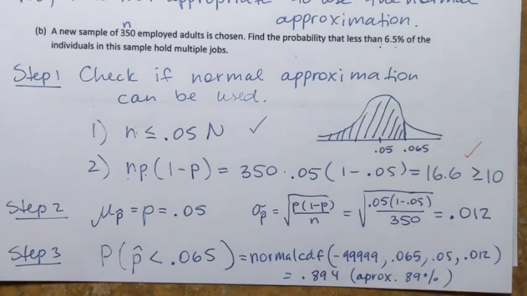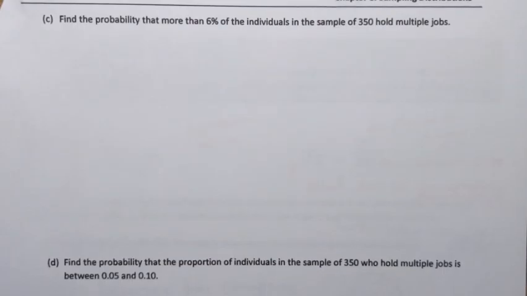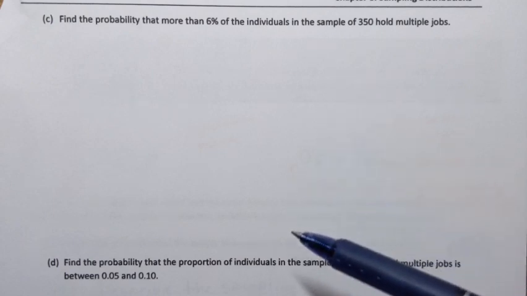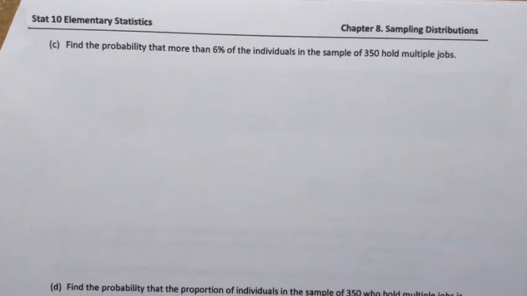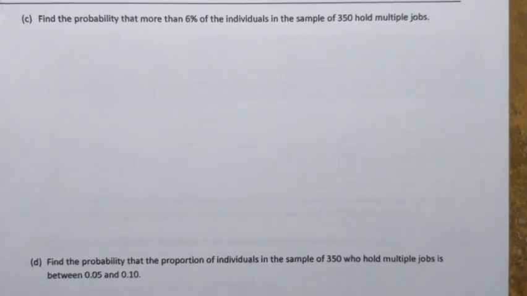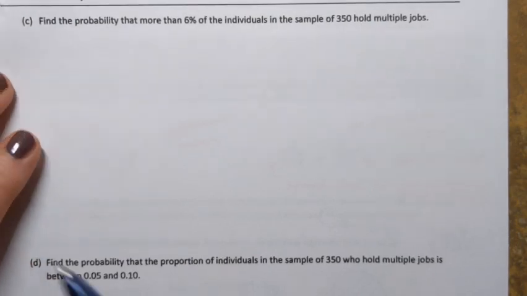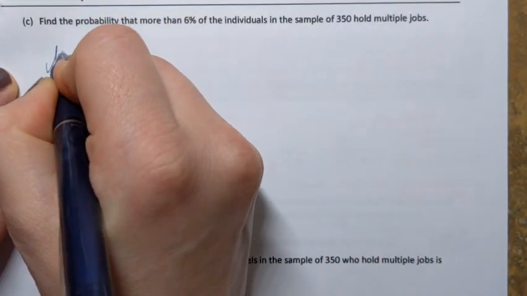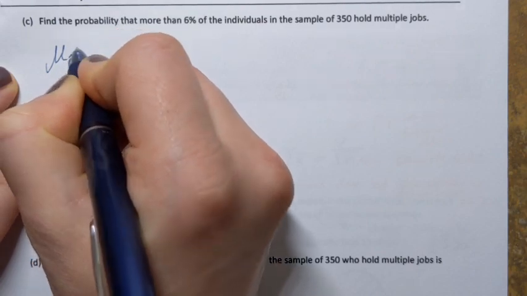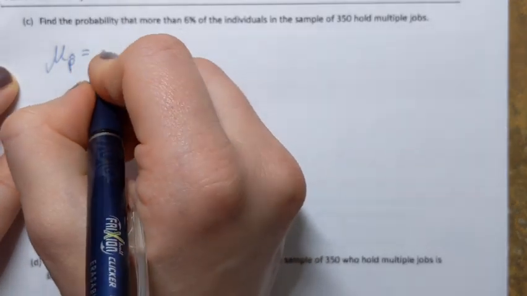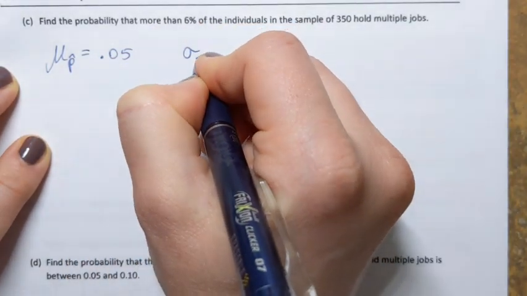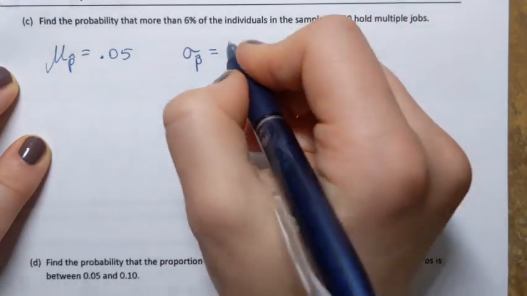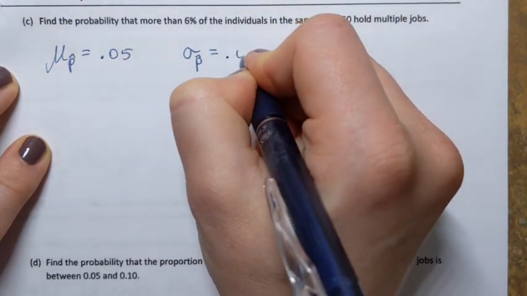So that's another interpretation. We have a few more questions that we have to answer, but now we're going to go a little bit quicker because they are all about that same sample size, 350 individuals in a sample. That means that we're going to be using same information that we just found about that distribution, right? So I'm going to copy that to this page. We're going to use the fact that mean of the sampling distribution is 0.05, and standard deviation of the sampling distribution of the proportion is 0.012.